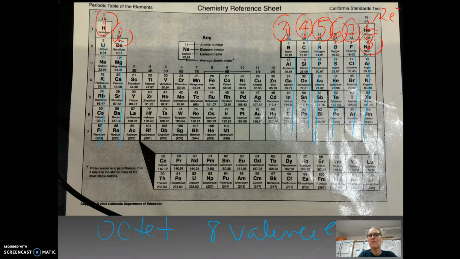And that's how you do it, folks. The ones in the middle here, students will ask, how many do they have? Those guys have their S's full. So we'll just say that they have 2 valence electrons for right now. It gets a little more complicated, but that's the basics.